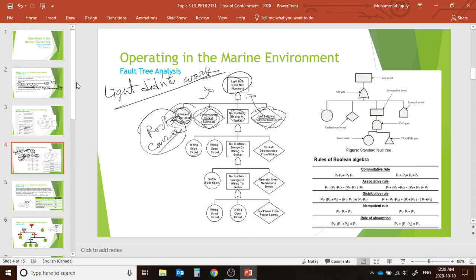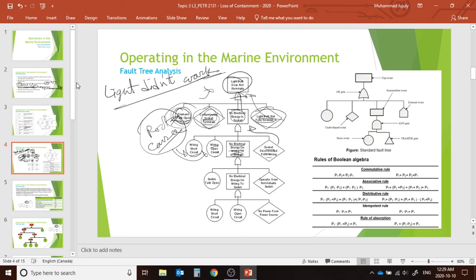Maybe there is a short circuit. If there's a short circuit, there's nothing more we can do, so this becomes a base event. There's also the wiring, an open circuit, which is also a base event. There is no electrical energy in the socket; we'll see that later. Or the socket is disconnected from the wiring, so you can just connect it and work on that, and that's how you can turn on the light.